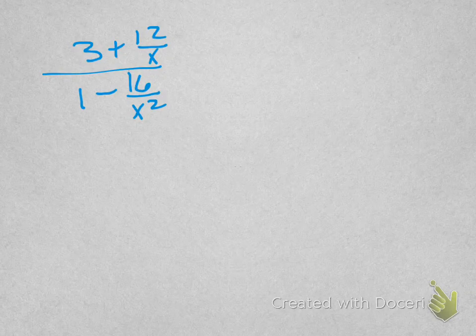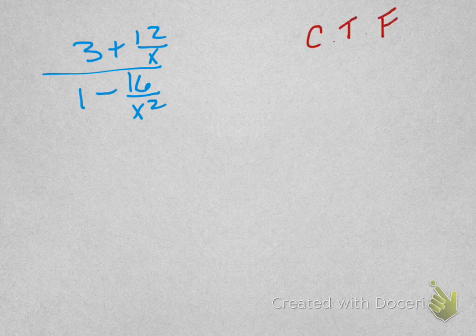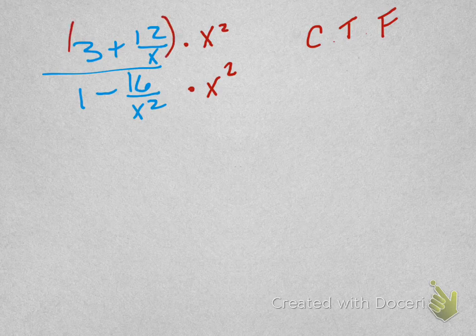Alright, so now let's take a look at a complex fraction. This is sometimes for people the trickiest thing, but it's really not all that bad. Let me teach you the best possible trick to doing this problem, and it's called clearing the fraction, CTF. You multiply the top and the bottom by the least common denominator, which is x squared. The reason I'm going to do that is because it will make this problem way easier.